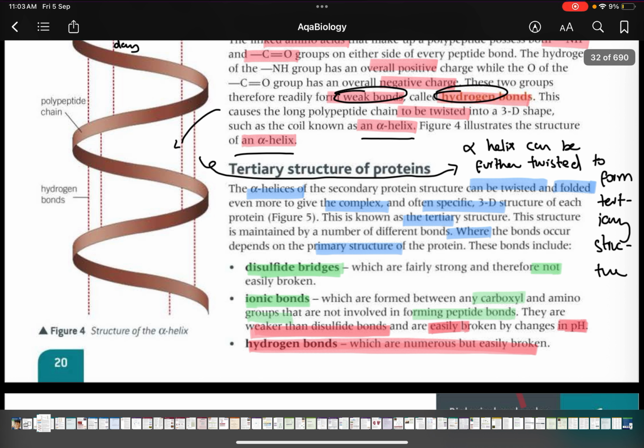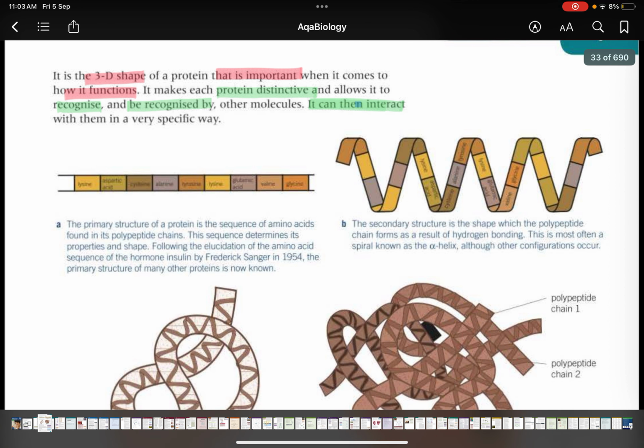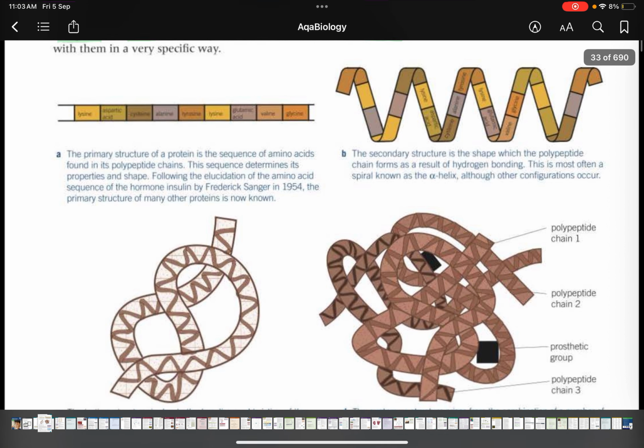and then last but not least, we have our bonds between our amino groups and our carboxyl groups that are not involved in the peptide bonds, and this is known as an ionic bond. These are more easily broken than the disulfide, and they're easily broken by changes in pH. So ionic bonds are formed between the amino group and the carboxyl groups that are not involved in the peptide. The 3D shape is really important because it makes the protein distinctive.